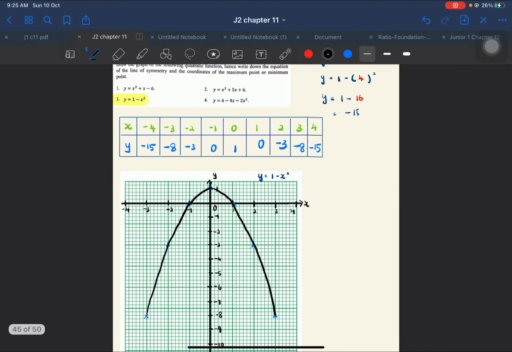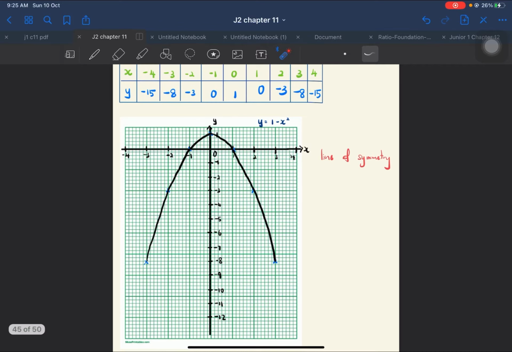Since the question asks you to find the line of symmetry and the coordinates of the minimum or maximum point, the line of symmetry means a line that is going to cut your graph into two equal, identical halves. You are going to cut from your maximum point here, when your x equals 0.